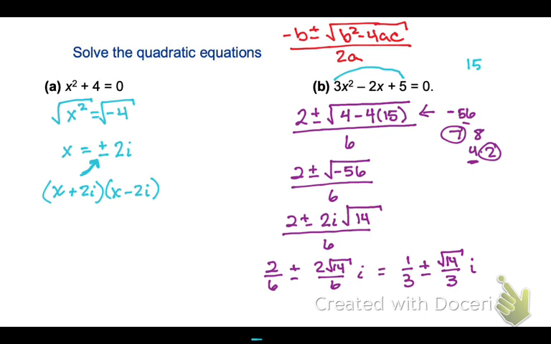Where did you get this? So 4 times 15 is 60. Minus 4 would be 56, so negative 56. Then 56 is 7 times 8 and 4 times 2. So I can take the square root of 4, which is 2. And I'm left with 2 and 7, which is 14.